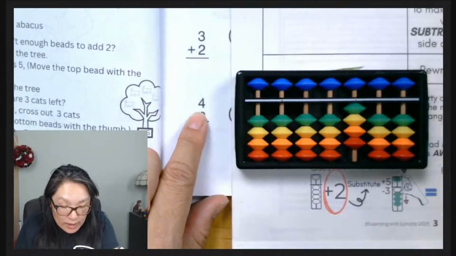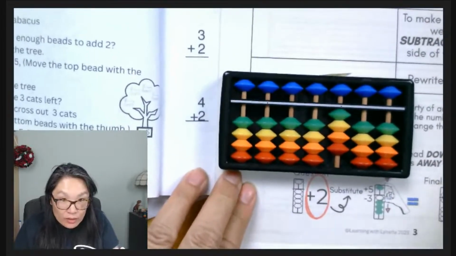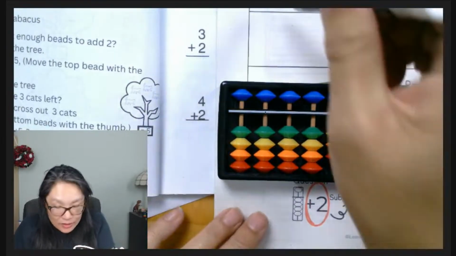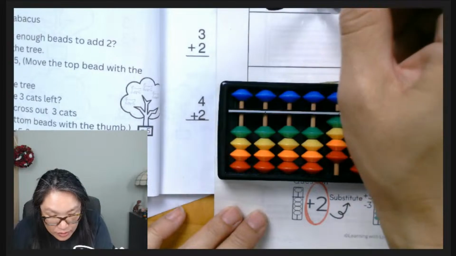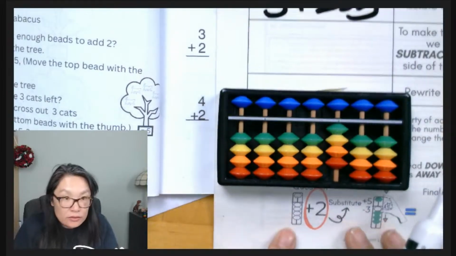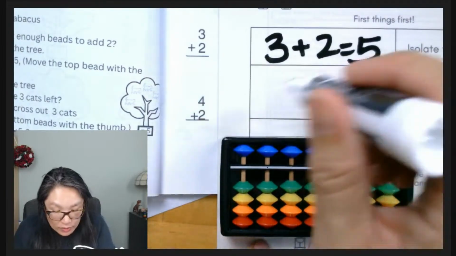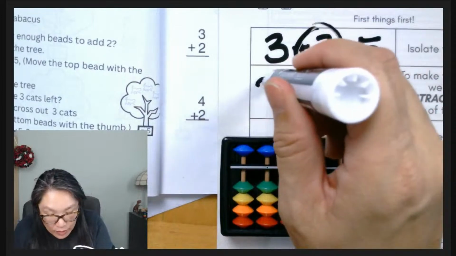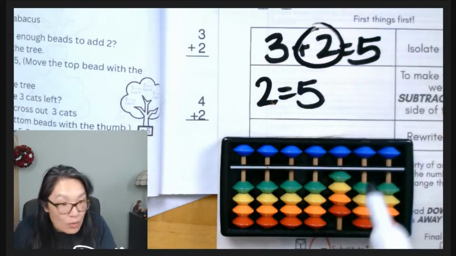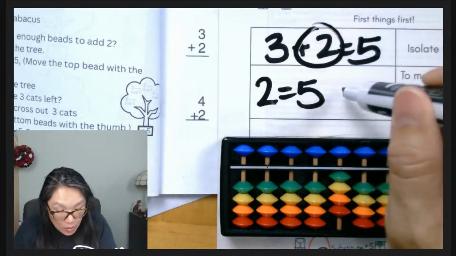Adding the 2 is what? That is our thing. We're going to add the 2. When we add the 2, 3 plus 2 equals 5. Whoa, can't do that. 3 plus 2 is equal to 5. We're going to isolate this variable. We're going to make it into 2. Now what do we do? We subtract. Yes, exactly. We're going to subtract the 3.